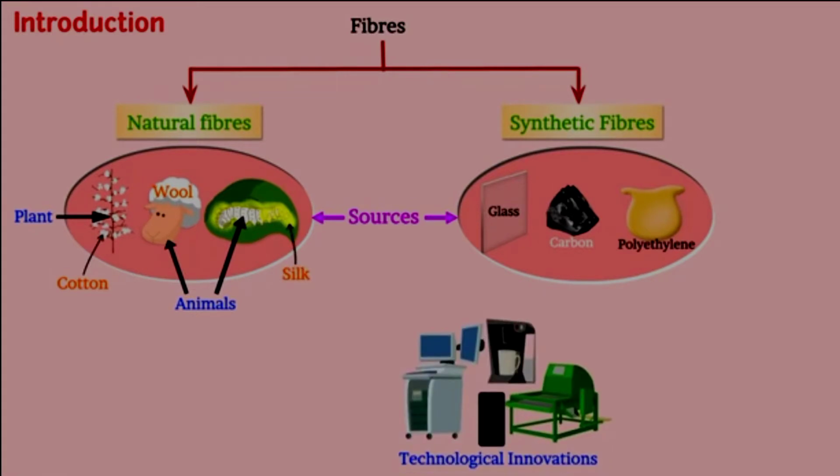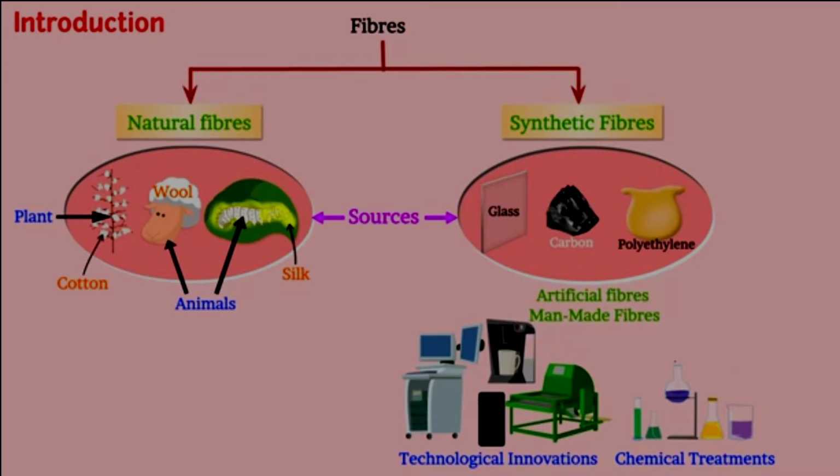Technological innovations and chemical treatments made it possible to construct fibers artificially. Such fibers are called artificial fibers, or synthetic fibers, or man-made fibers. For example, rayon, nylon, polyester, and acrylic. Today, we have different kinds of applications based on these fibers.